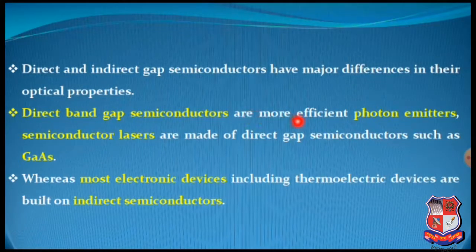Direct bandgap semiconductors are more efficient photon emitters and hence they are utilized in semiconductor lasers, which are made of direct gap semiconductors such as gallium arsenide. Whereas most electronic devices, including thermoelectric devices such as your thermometer, your electric heater, the induction cooktop, are built on indirect semiconductors such as silicon and germanium.